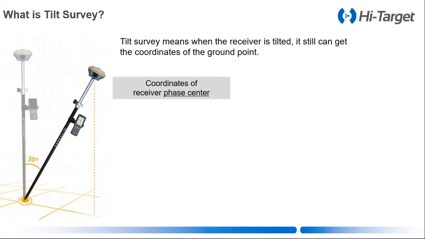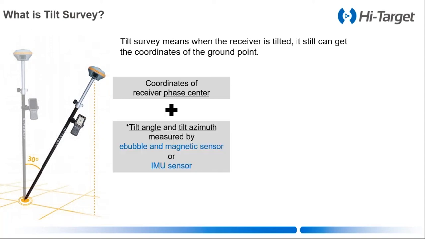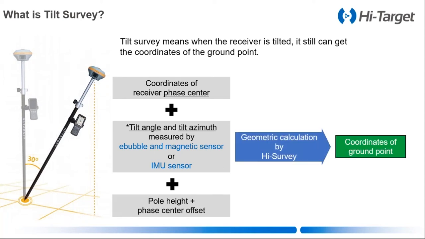Generally, the receiver gives the coordinates of the phase center. The tilt sensor gives the tilt angle and the tilt azimuth. And it needs to know the distance from the phase center to the ground point, of course. After getting all this information, the software will do the geometric job to work out the coordinates of the ground point.